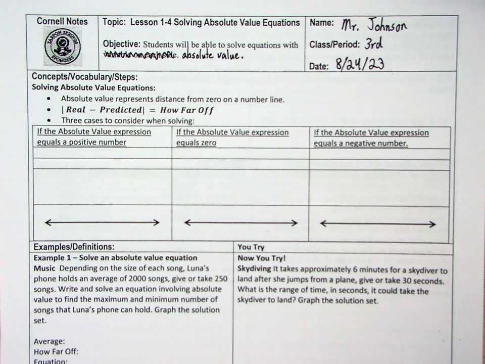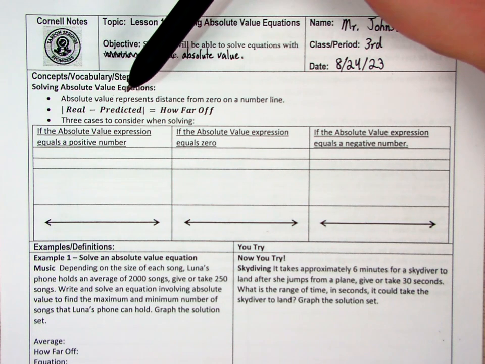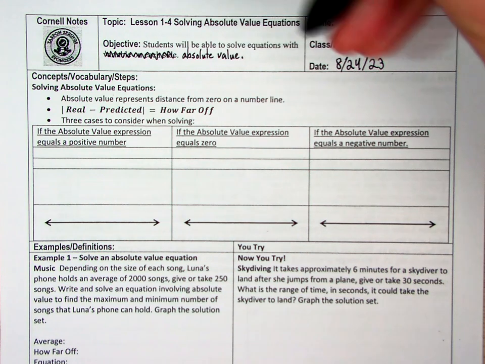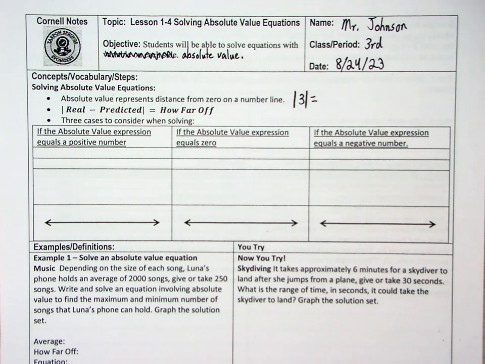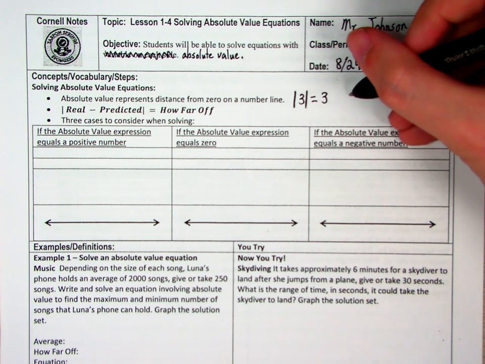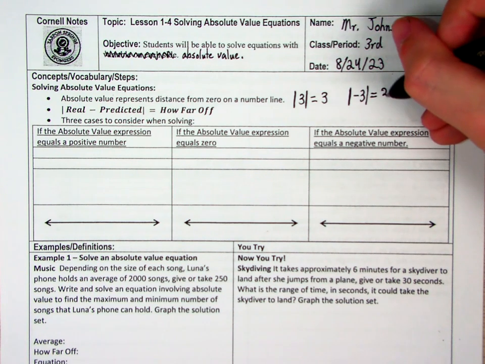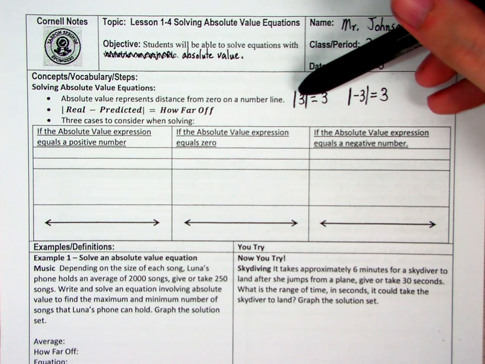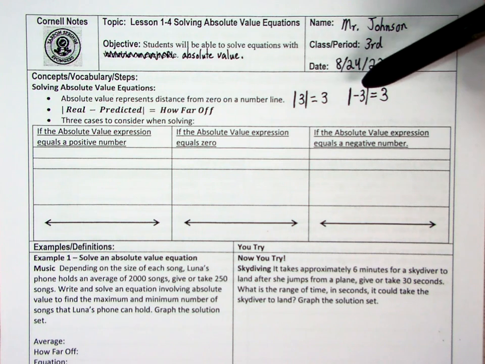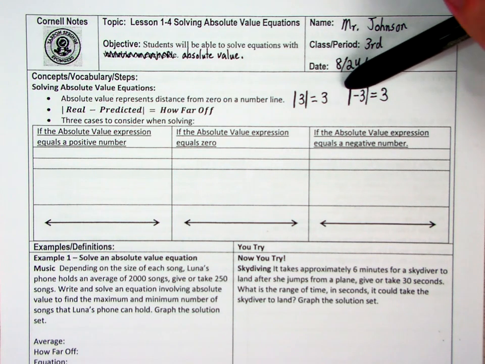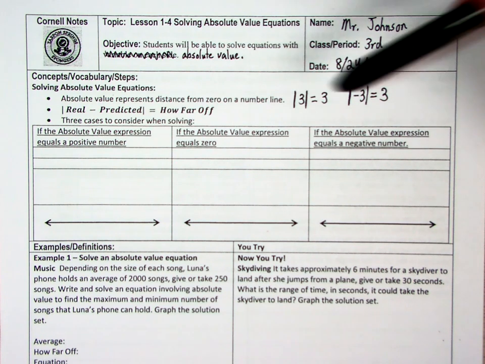Concepts you need to understand. When you're solving absolute value equations, absolute value represents the distance from zero on a number line. So if I see the absolute value of 3, I just call that 3. If I see the absolute value of negative 3, it's also equal to 3. I'm just asking how far is the number inside of these bars from 0? Negative 3 is 3 away from 0. 3 is 3 away from 0.